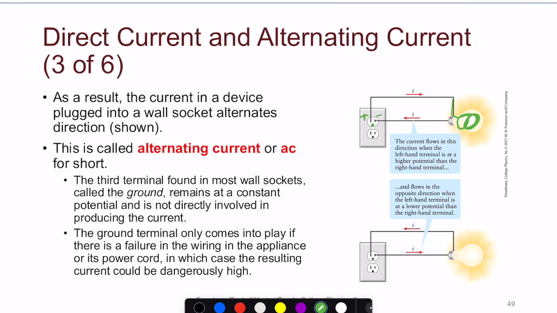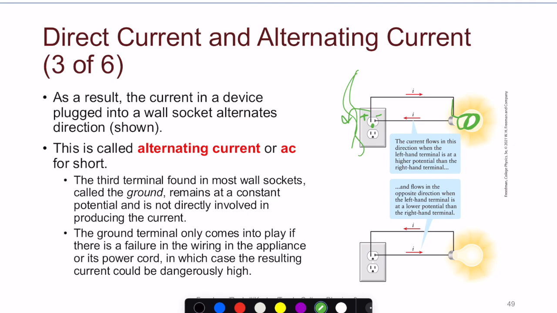versus the current maybe blowing up your light bulb or jumping to something nearby. If you have curtains or something flammable nearby, or something conductive nearby, it'll prevent it from jumping over there. Instead, it gives it a nice place to go.